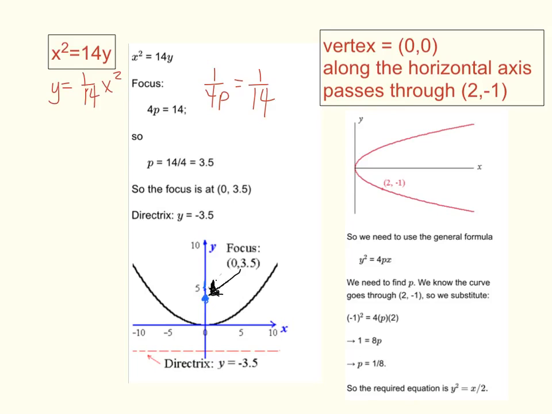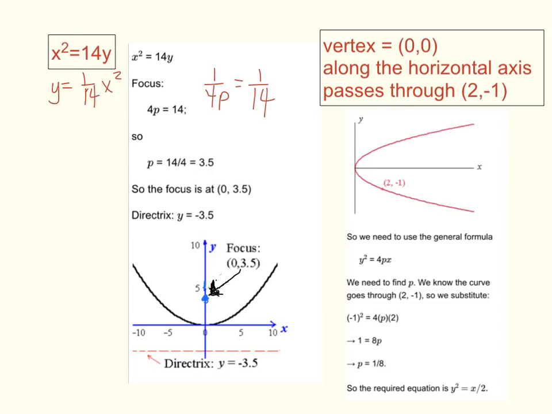So we now want to graph x squared equals 14y, and of course y is equal to 1/14 x squared. So 1 over 4p equals 1 over 14, so 4p equals 14, and p equals 3.5. So here we have our focus at 0, 3.5, and our directrix at y equals negative 3.5.